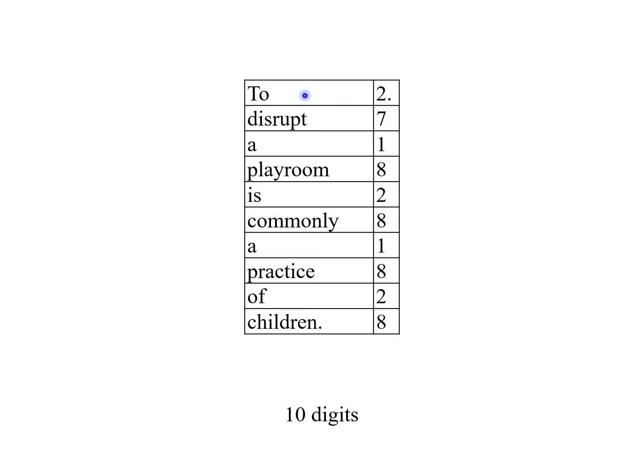So how does that work? Well, there are 2 letters in the word to. There are 7 letters in the word disrupt. You can count them. 1 letter in the word A, 8 letters in the word playroom, and so on. And so if you remember this little poem here, it gives you 10 digits of E. Who came up with this one? I don't know. Let's go ahead and look at our next E poem.